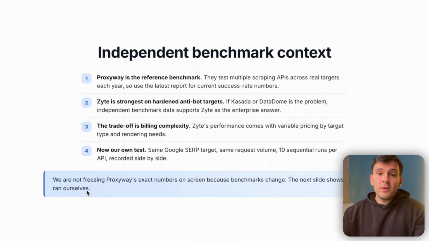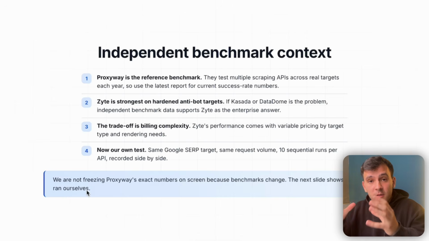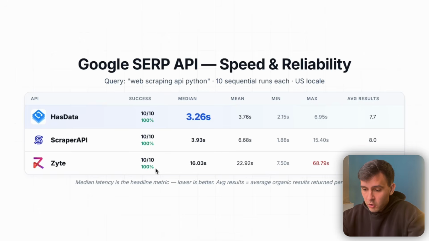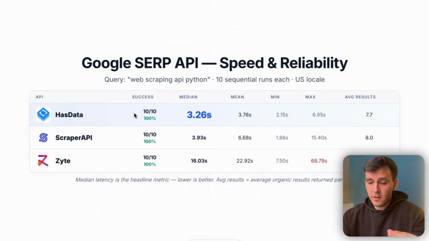So what we can show you is our own test. We ran all three APIs against the same target, same request volume, and recorded the results ourselves. We used Claude Code to try all the APIs at once and compare the results. We used Google Search API for speed and reliability, and the query was web scraping API Python. We ran 10 sequential runs, and it was US locale. All the 10 runs were successful for each of the APIs, although we had one run where ScraperAPI ran out, so we had 9 out of 10 successful runs.